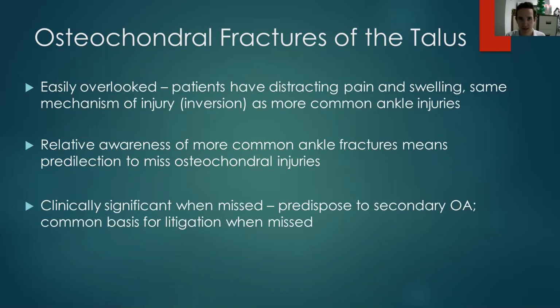Left alone, that's going to develop into osteoarthritis, pain, knocking, and leaves us wide open to litigation when the patient attends for a repeat study in a few years' time and we see a fracture that actually has been there all along. A very common basis for litigation, these injuries. How can we avoid missing them? How can we avoid predisposing a population of young patients getting early OA?